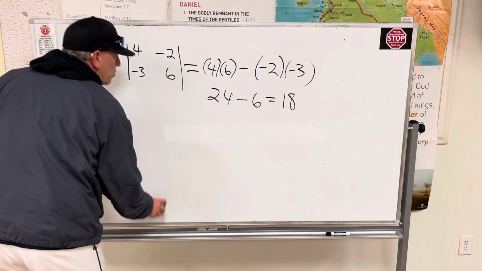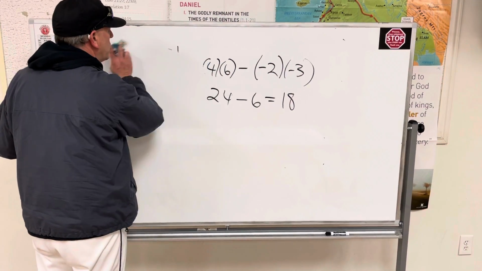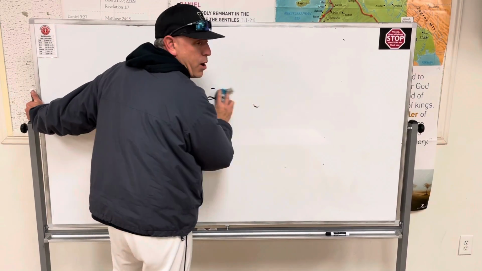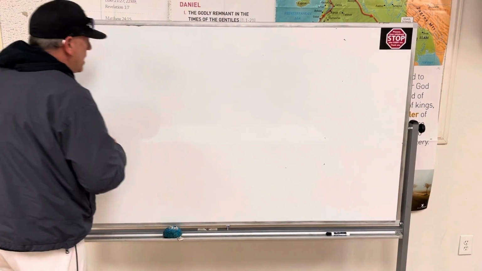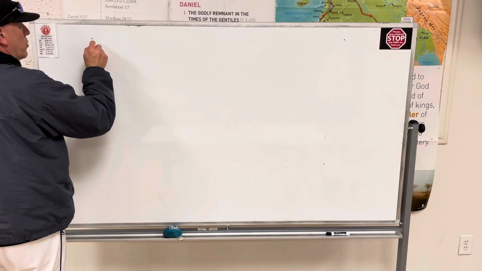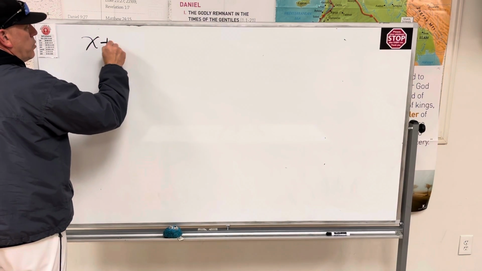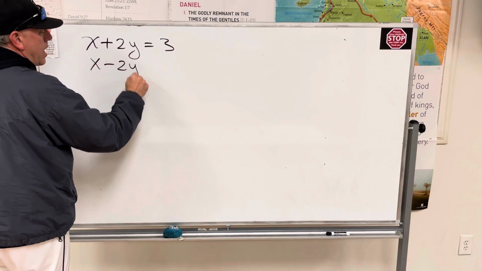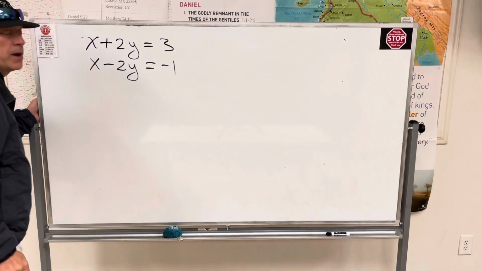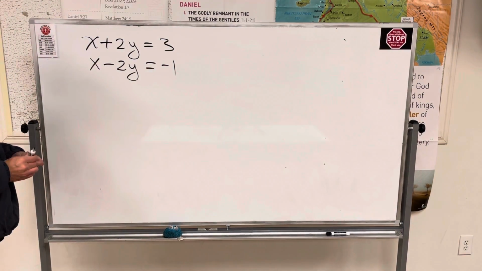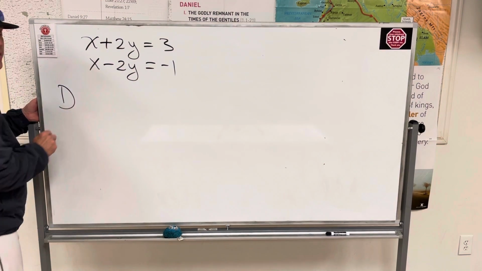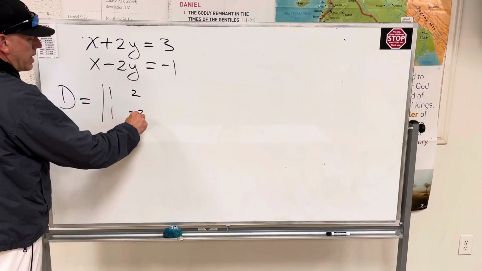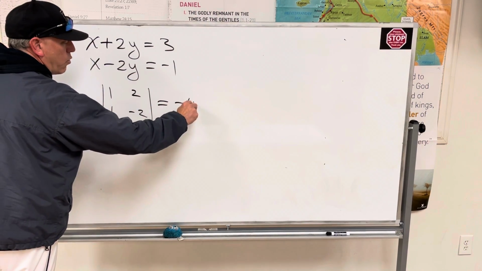Now, how do you use them to solve a system of equations? Again, you can pause and go back and look. What we're going to go back to is this original system. X plus 2y equals 3. X minus 2y equals minus 1. All right? Now I'm going to write the basic determinant. We call that D. It's going to be 1, 2, 1, minus 2, and it equals minus 4.